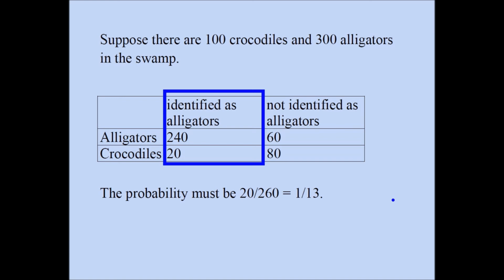And so the probability that it's a crocodile has to be 20 over 260, and 260 is the sum of 240 and 20. So the answer is 1 over 13. The probability that the animal identified as an alligator is a crocodile is 1 over 13.